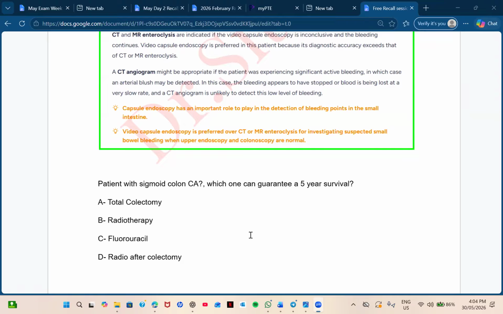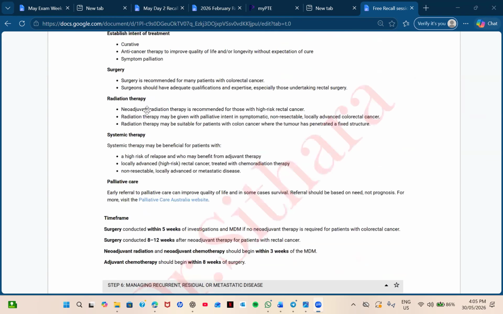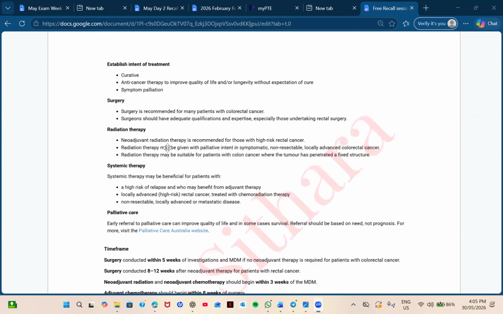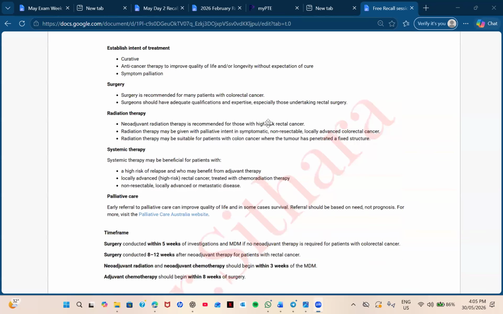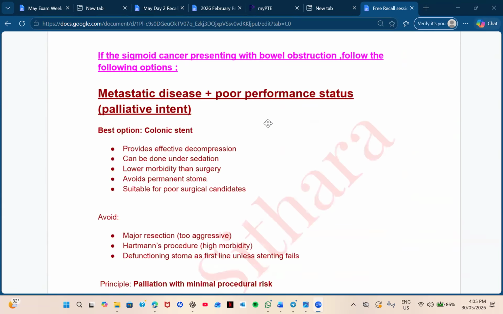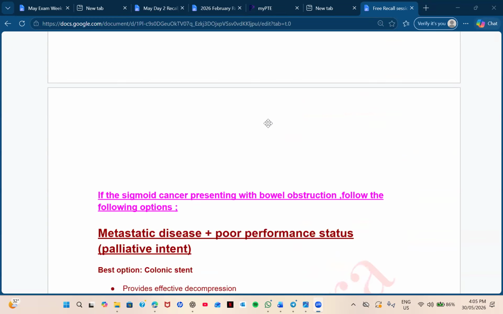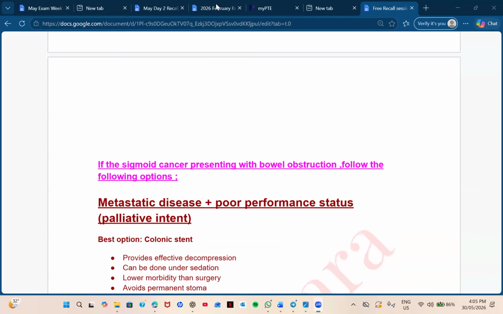Okay, so go with total colectomy, but it can be different from what they ask, because here they have not mentioned anything about it being advanced, or metastasis or anything. In that case, we can think about curative treatment, right? If they have given locally advanced disease, you have to think about other options as well, as here they have mentioned: systemic therapy, radiation therapy, because surgery is recommended for many patients with colorectal cancers, right? Yes. Okay, then I have attached some extra things.